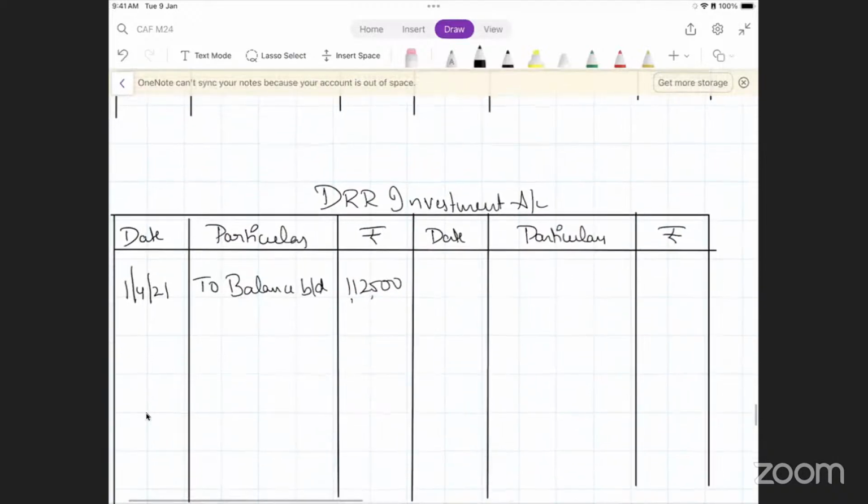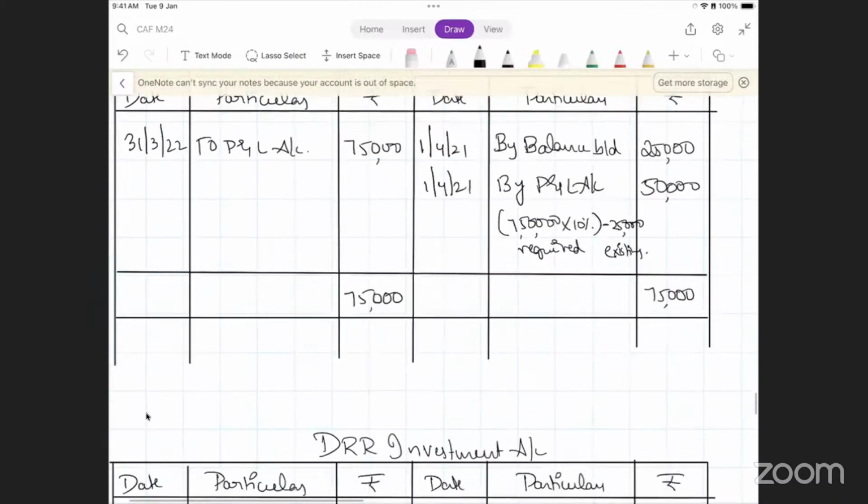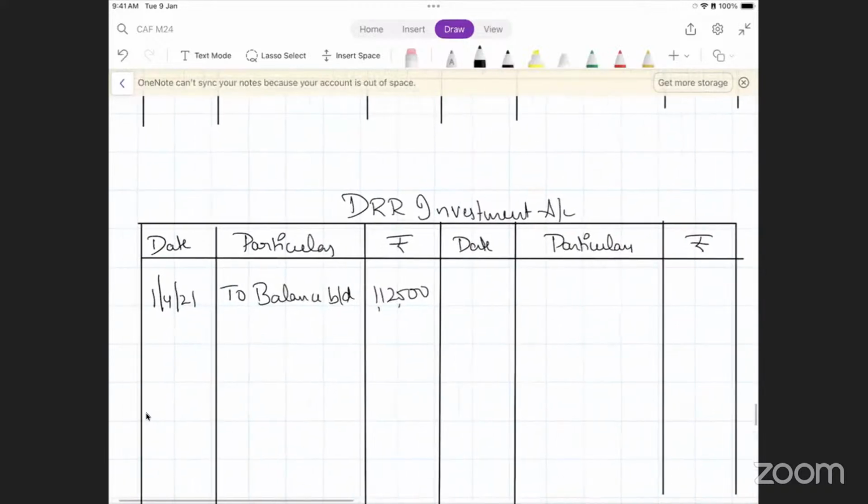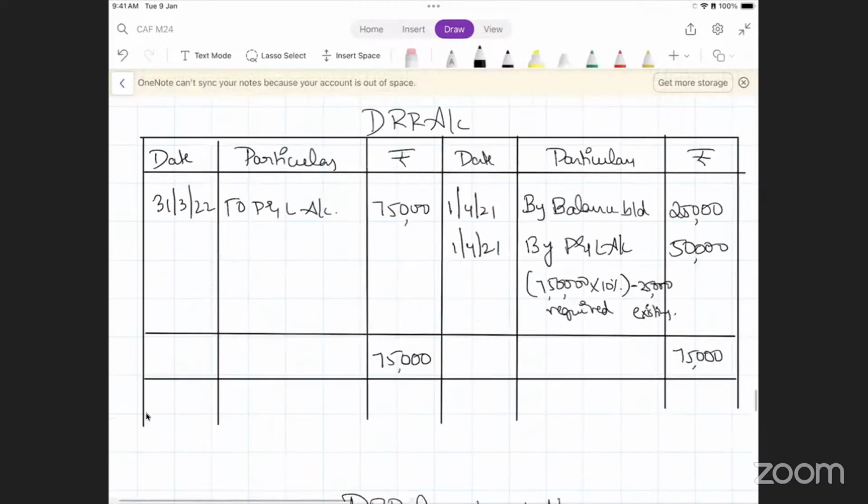Similarly, DRR investment account also is not required anymore. So we will have to sell off the DRR investment.